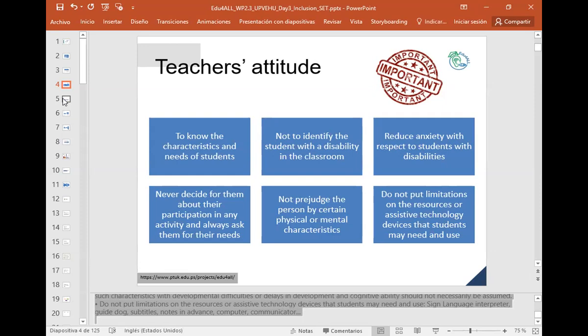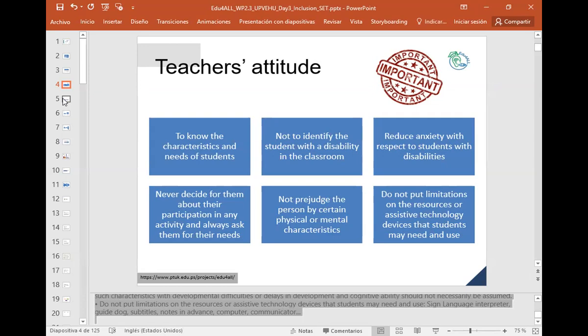Reduce anxiety with respect to students with disabilities. Know the regular and occasional symptoms and needs, like needs for postural change, to go to the bathroom frequently, existence or not of pain, need for medication, possible seizures, and know how to react and what protocol to follow. People with disabilities know better than anyone what they can or cannot do. Never decide for them about their participation in any activity and, on the contrary, always ask them for their needs, for the adaptations that we could implement to facilitate access to the curriculum.